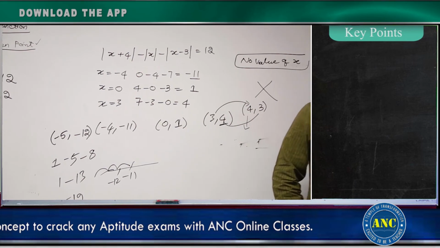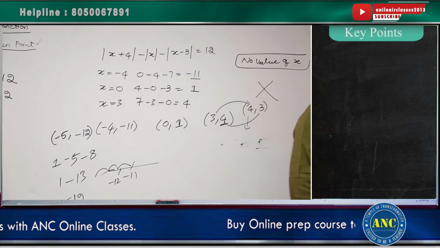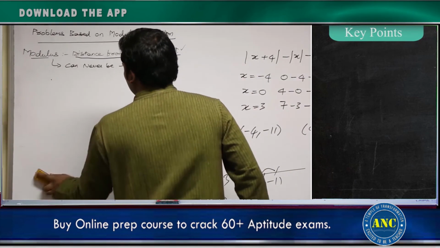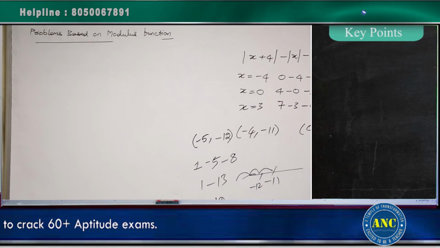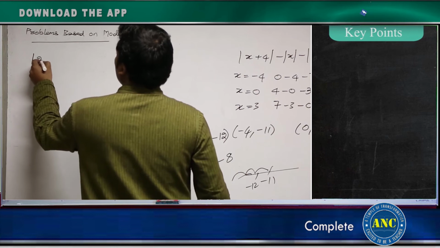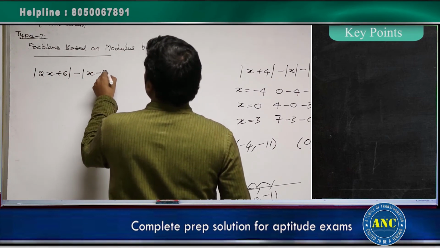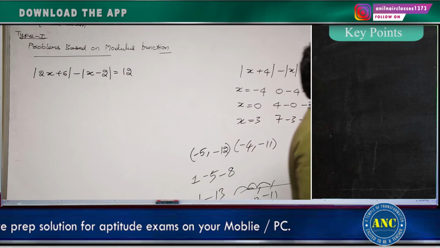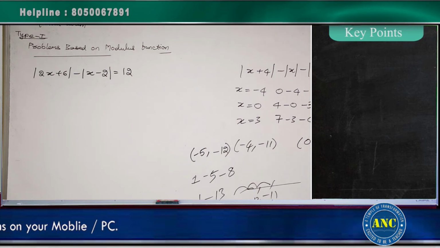Find the value of x satisfying the equation |2x + 6| - |x - 2| = 12.